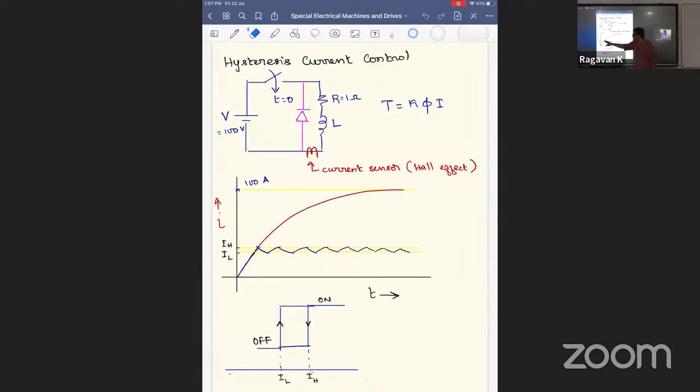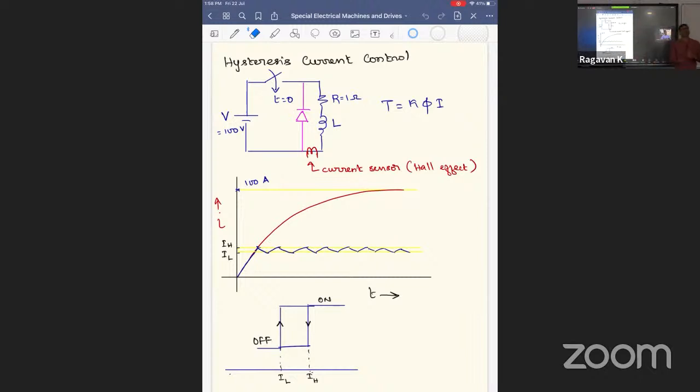When the current touches 26, I am turning off the switch. The arrow mark is wrong. When the current is 24 ampere, it changes from off to on, right? When the current touches 26, it is changed from on to off. So this is correct. Okay.